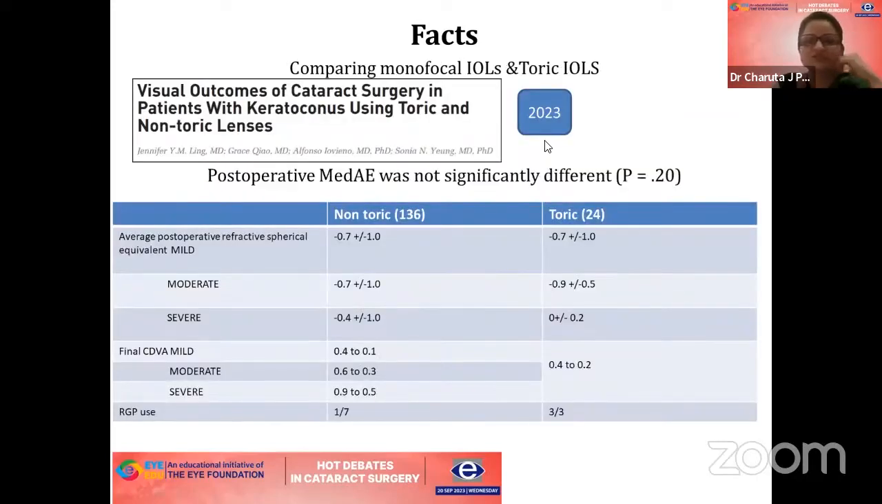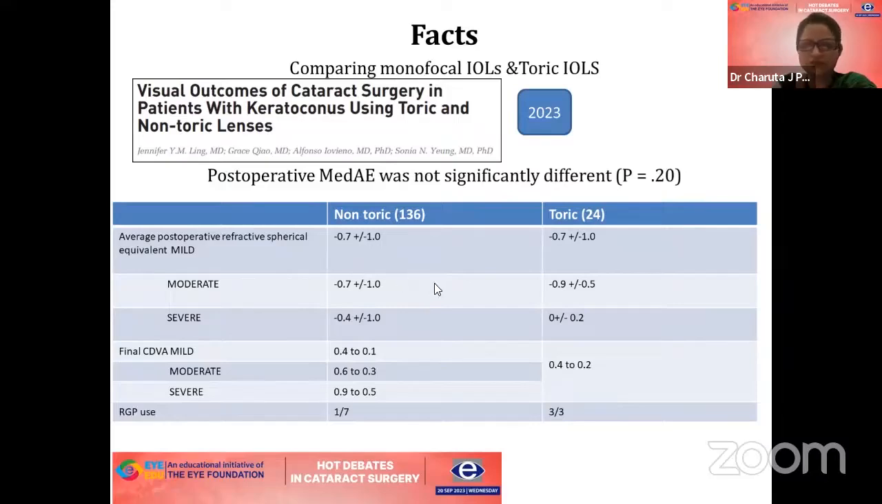Now, we have some latest data from 2023 again, wherein Ling et al. have upped this number and compared 160 patients, the accuracy and outcomes of different intraocular lens power calculation formulas in keratoconus with monofocal IOLs and with toric IOLs. So in these 160 patients, 136 received the non-toric lenses and 24 received the toric lenses. That is, the lesser number itself says their preference.